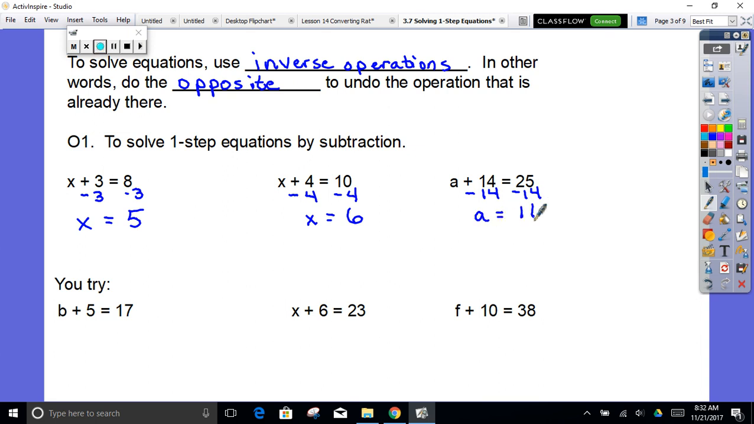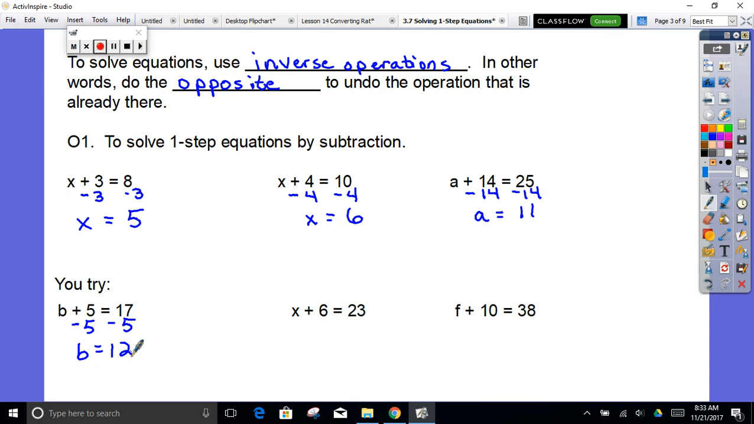Good. Let's just go over the you try ones together because they're not all that difficult, and it'll be a little quicker if we just go over them together. Carly, tell me how to do the next one. You 5 minus 9, 1 minus 9, and 17 minus 5 on the other side. You get b equals 12. Good. If you want to, you can just say you would subtract 5 from both sides.